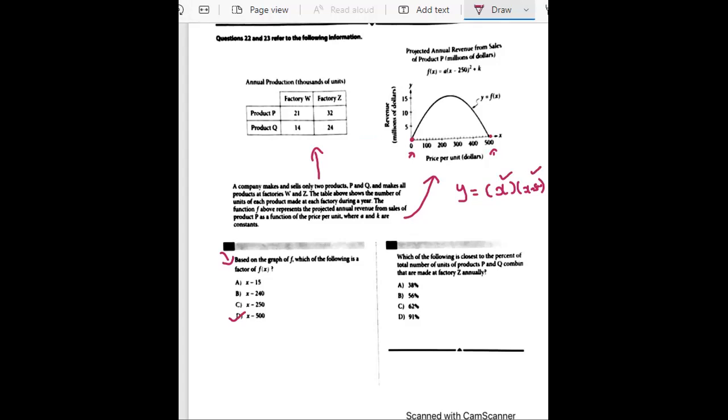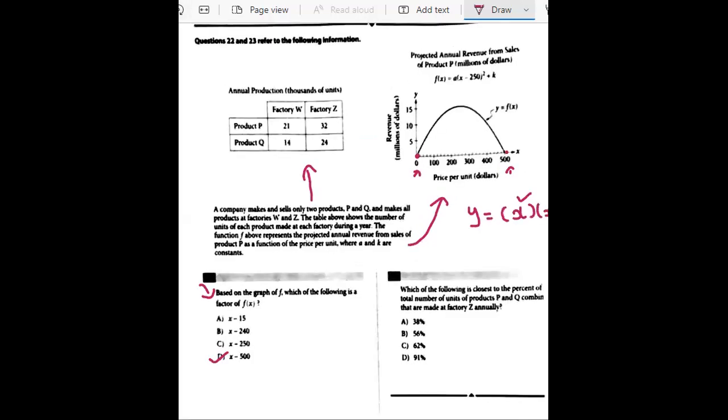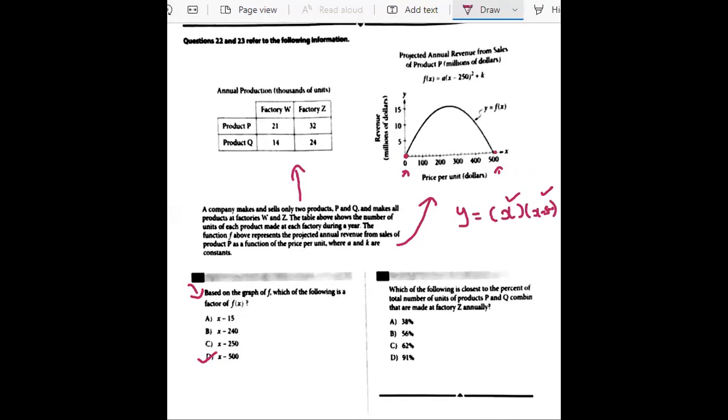Did you understand, Ishan? Yeah, okay. Okay. So it will be like this.